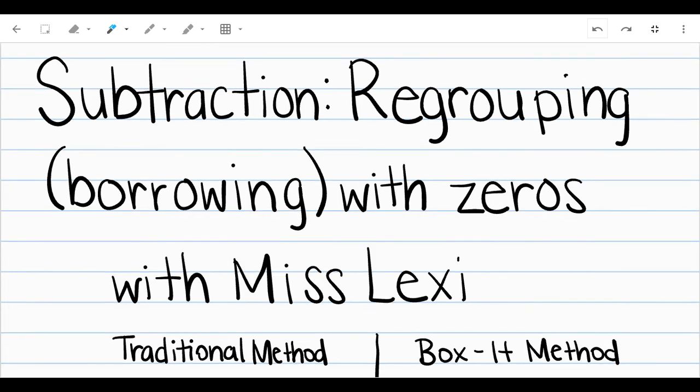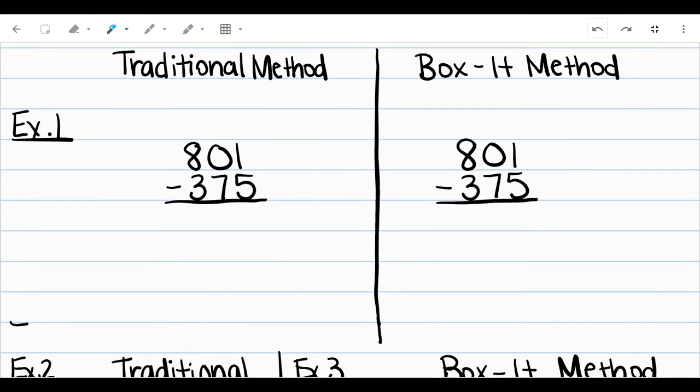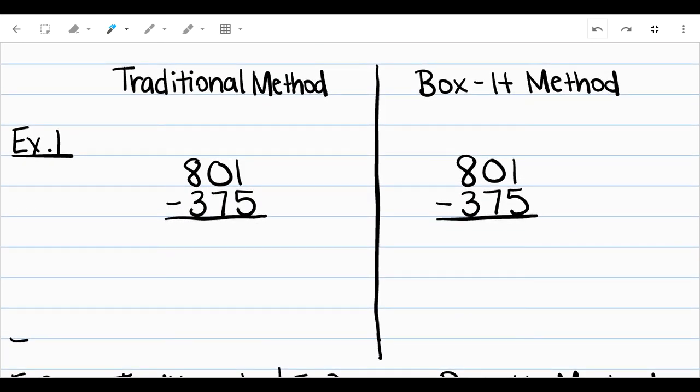So for the first example, we're going to do the same problem, and I'm going to show it to you using the traditional method, and I'm also going to show you using the box it method. You can really compare how the two are similar but a little bit different.